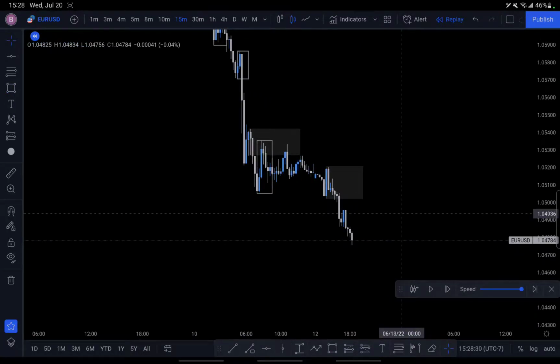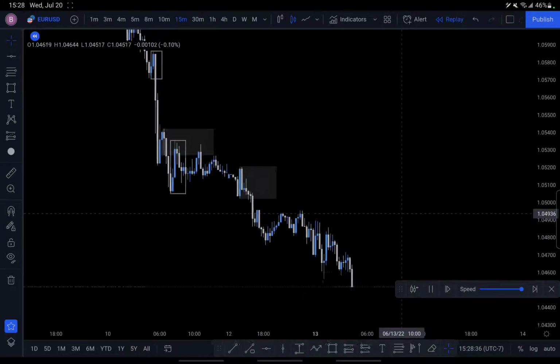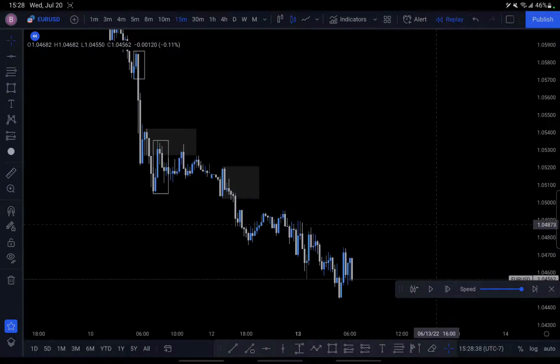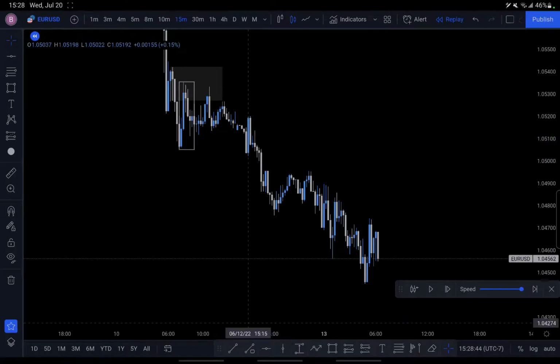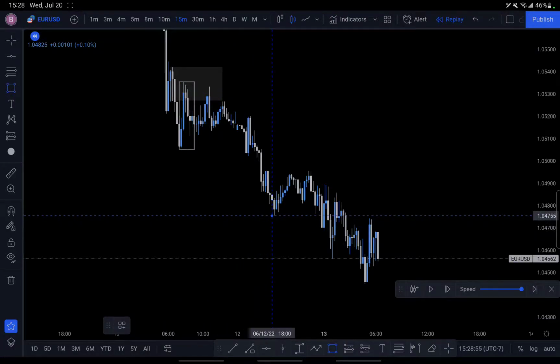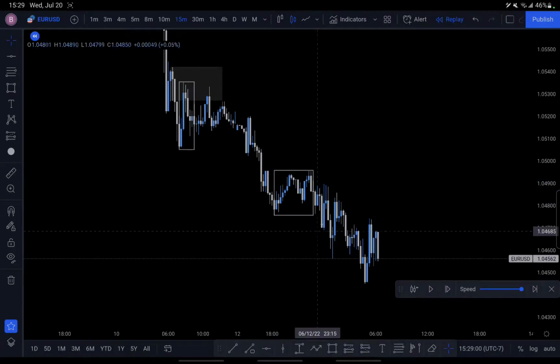Okay, let's keep playing price. So it doesn't look like price entered this one here. So we can go ahead and remove this zone here, creating another MintFX block right here. This last up move before this down move here. Okay, we have a demand zone, a supply zone here, which doesn't get tested.